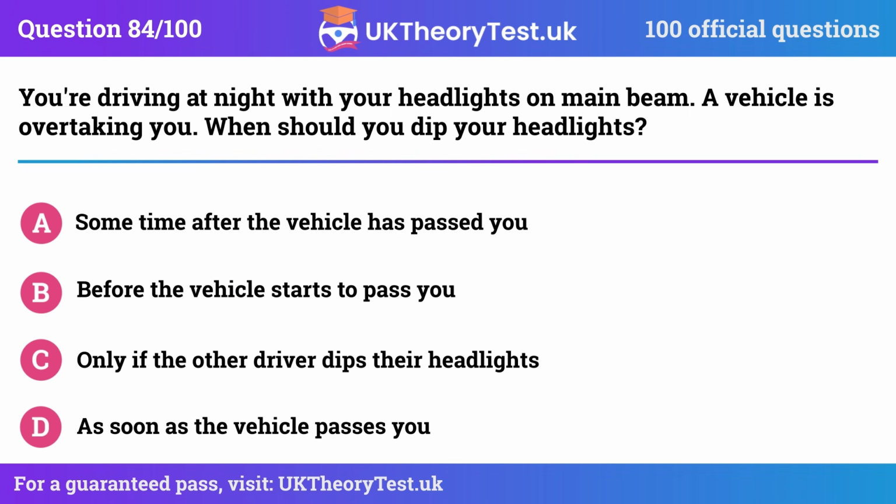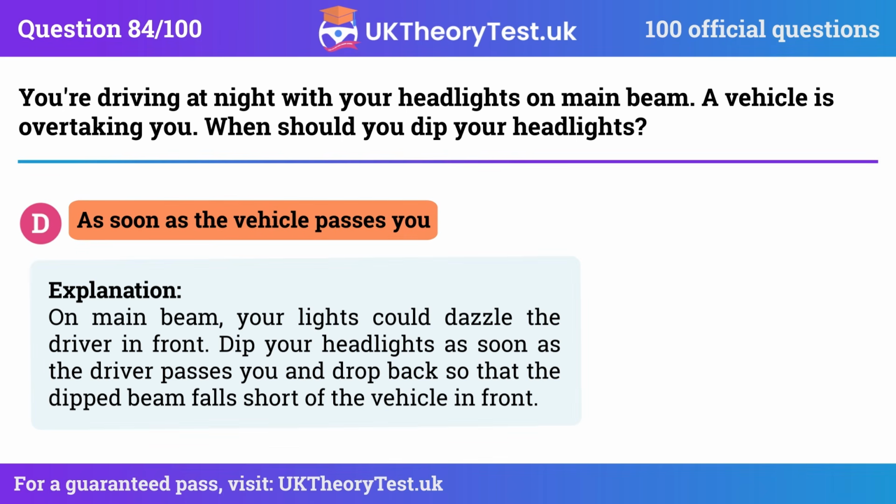The correct answer is D. As soon as the vehicle passes you. Explanation. On main beam, your lights could dazzle the driver in front. Dip your headlights as soon as the driver passes you and drop back so that the dipped beam falls short of the vehicle in front.